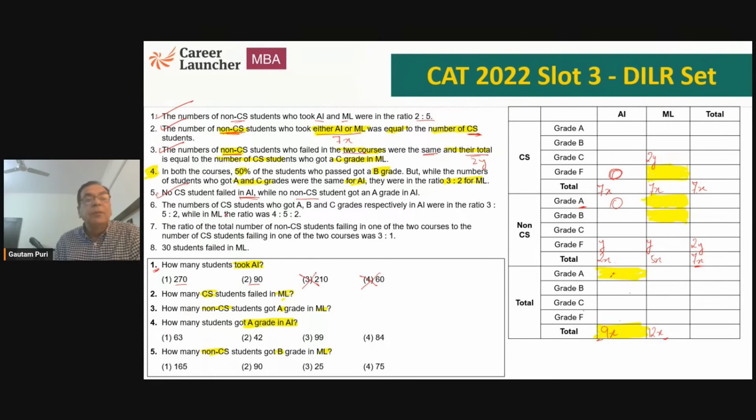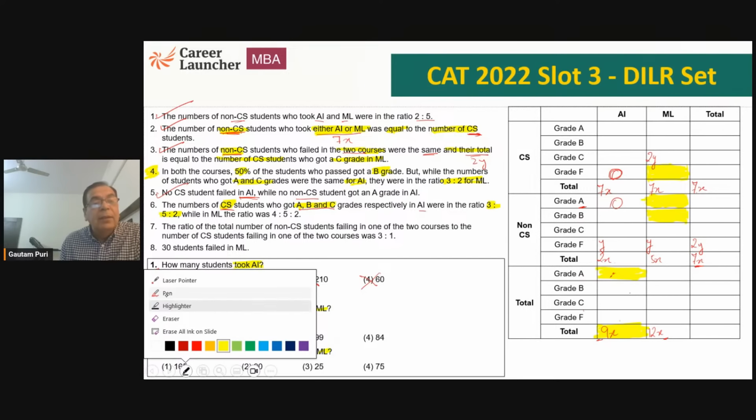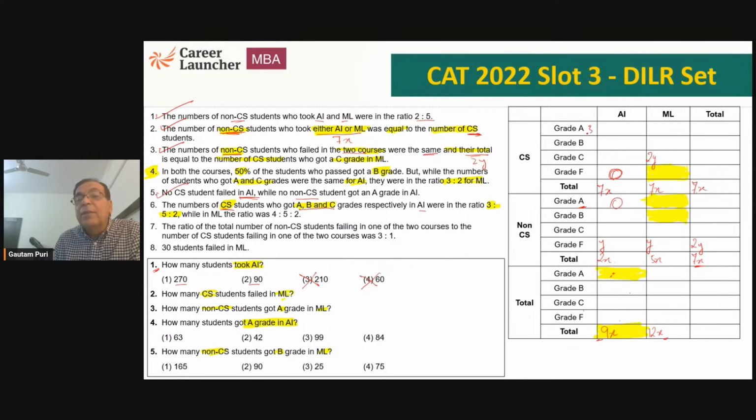Statement 6. The number of CS students who got A, B, C grades respectively in AI were 3:5:2. Very, very interesting. Let me just highlight that part. Number of CS students who got A, B, C grades in AI were in the ratio of 3:5:2. What is that telling me? It is telling me if this is 3, this is 5, this is 2. This is 0 in any case. So what is this 5? This is 50%. This is 30%.